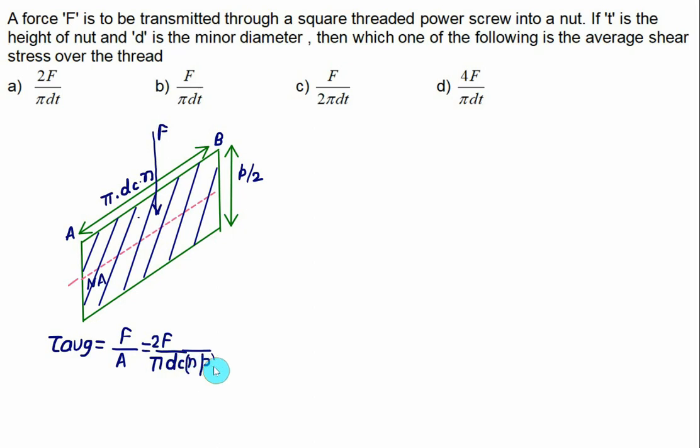This value of n into p is same as the height of the nut, that equal to t, and dc we have to represent by the minor diameter equal to d. So in this case, we have tau average will be equal to 2 times of F divided by pi, the minor diameter d, and t represents here the height of the nut. So our expression for average shear stress is 2 times of F divided by pi dt. 2 times of F upon pi dt, choice A is correct choice.